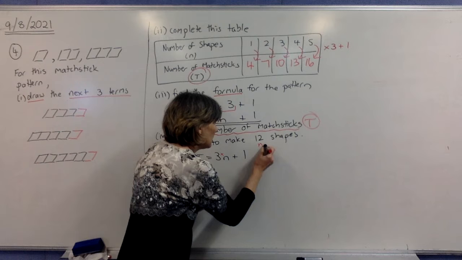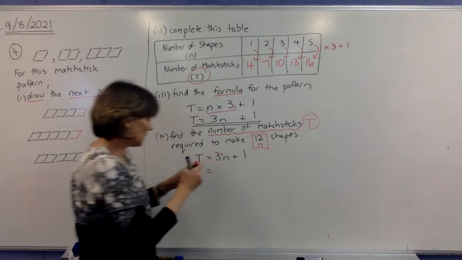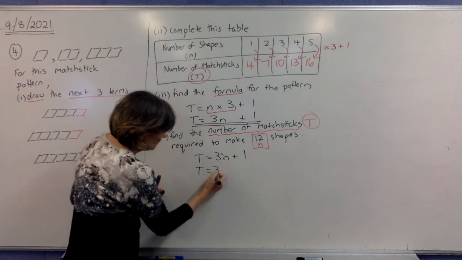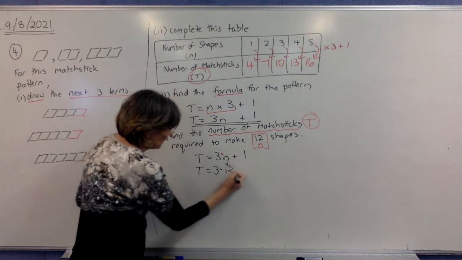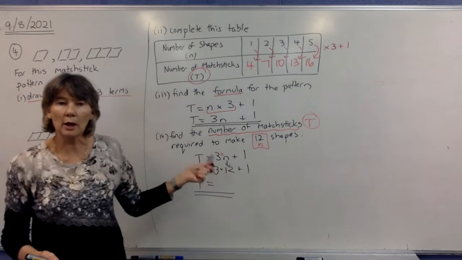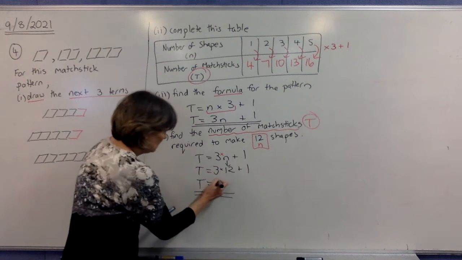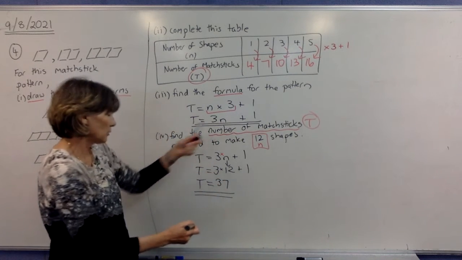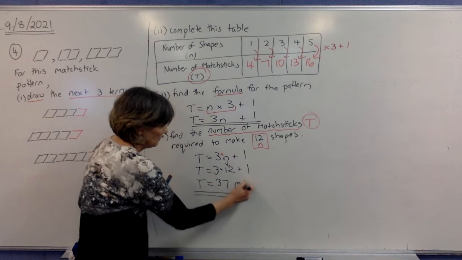So this is what N is. N is 12. So when you get to the N, you're going to put a 12 in there. And then you just use your calculator. 3 times 12 plus 1 is 37. And just write matchsticks on the end.